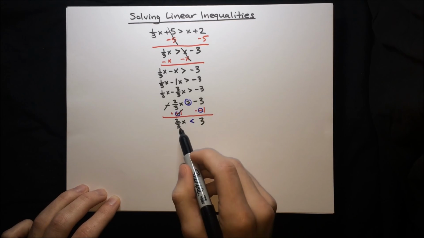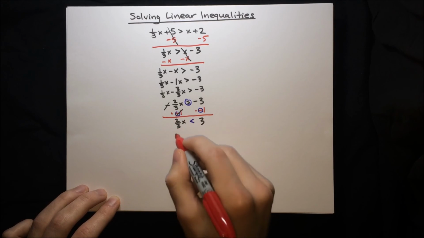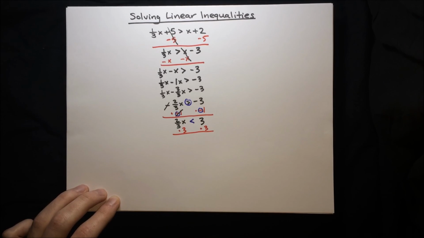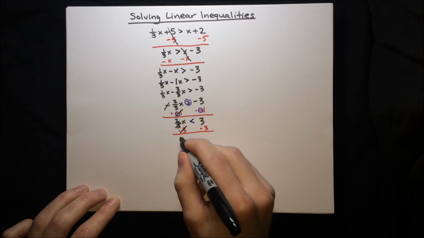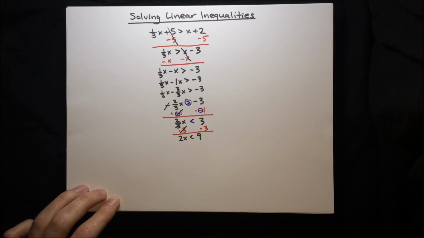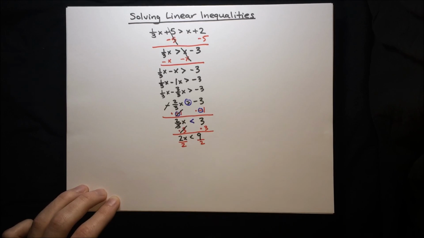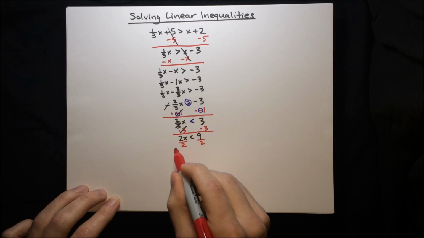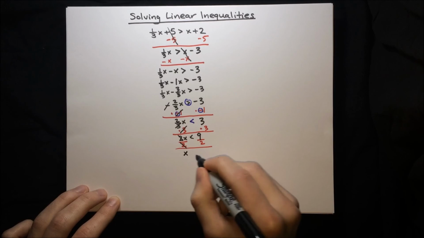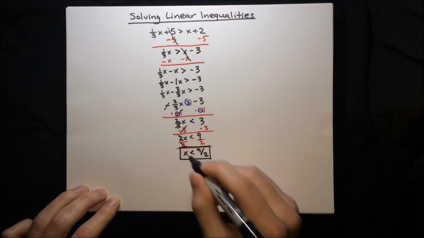And now we can proceed normally to solve for x. Let's multiply by 3 on both sides to cancel out that 3 in the denominator. So times 3, times 3, and the 3 cancels that 3 in the denominator, and we've just got 2x is less than 3 times 3 is 9. And to finish it off, to get this 2 off of the x, we'll divide by 2 on both sides. And then 2x divided by 2, the 2's cancel, and we've just got x is less than 9/2. And there we go. There's our solution.